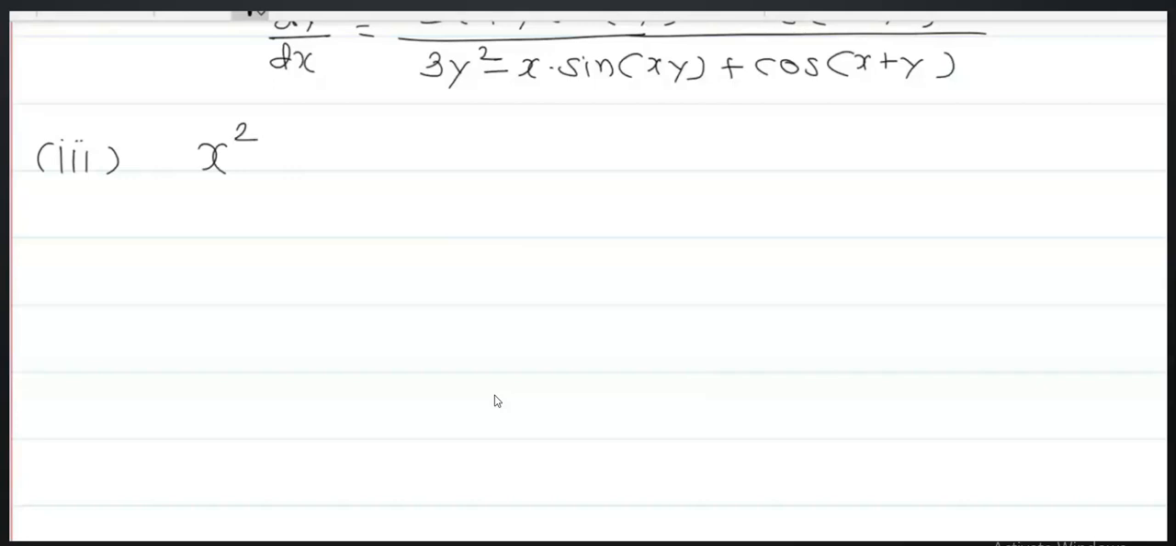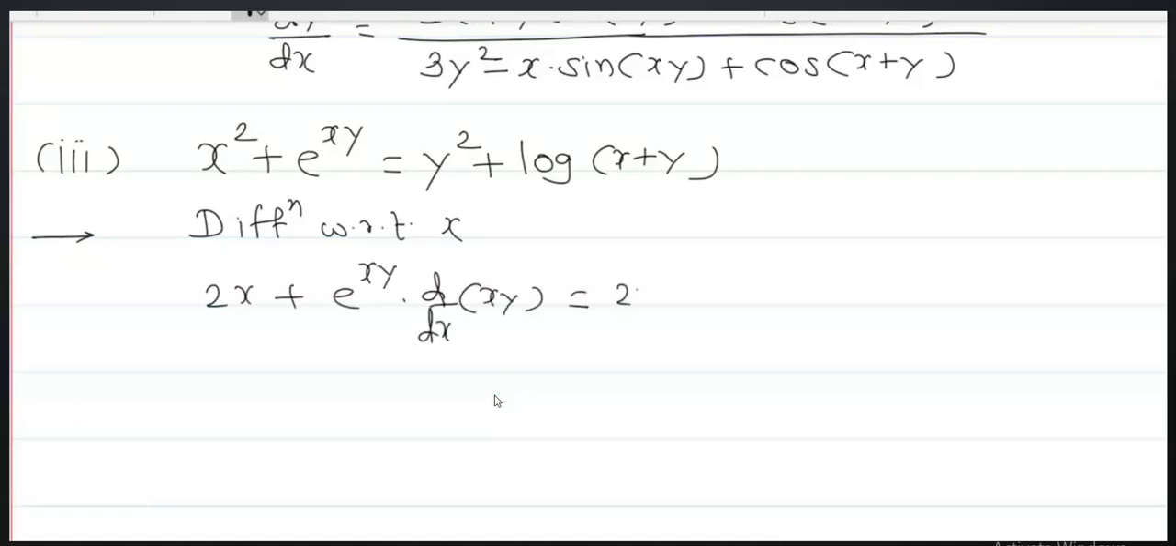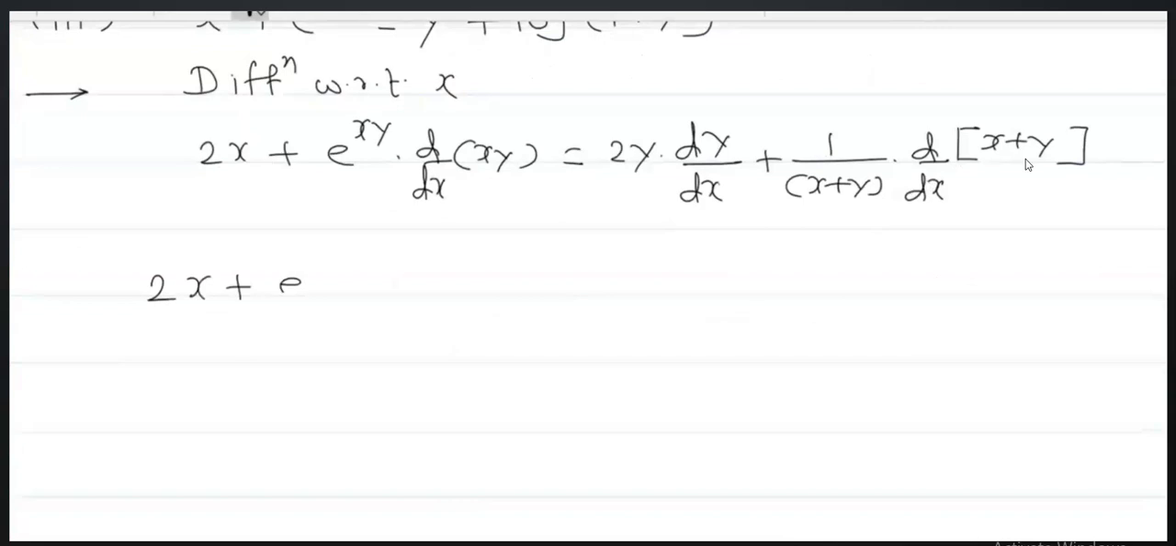Now the third one, x square plus e raised to xy is equals to y square plus log of (x plus y). Now differentiate this with respect to x. Derivative of x square is 2x and the derivative of e raised to xy is e raised to xy into d/dx of xy. Derivative of y square is 2y into dy by dx, and derivative of log of (x plus y) is 1 upon (x plus y) into d/dx of (x plus y).